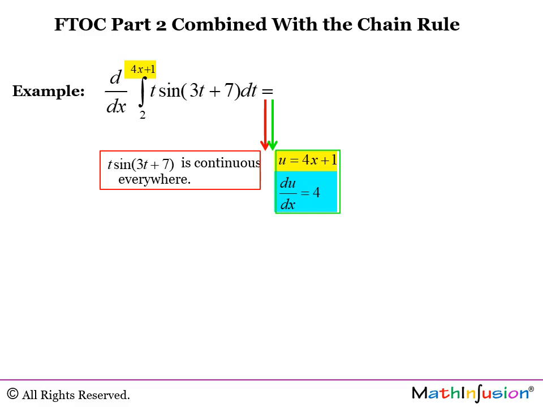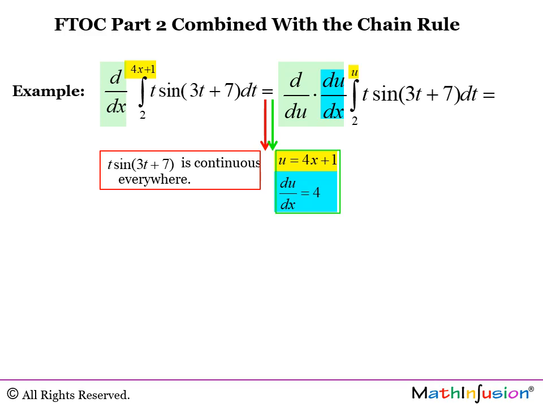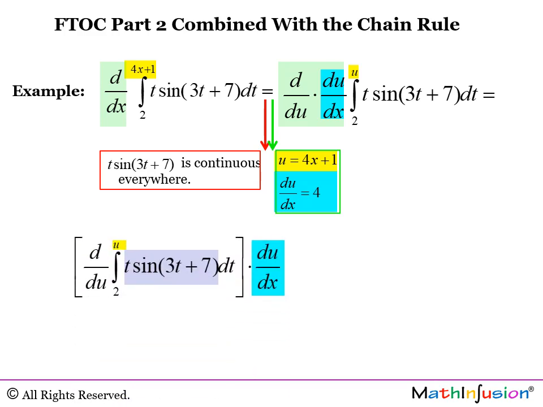If u is 4x plus 1, then du dx is 4. But d dx is d du times du dx. So we are now replacing 4x plus 1 by u, and we are replacing d dx by d du times du dx. But I don't care about this du dx. Now I got not only one variable as the upper limit, but I also got d du. So I'm going to take this du dx to the side right now.